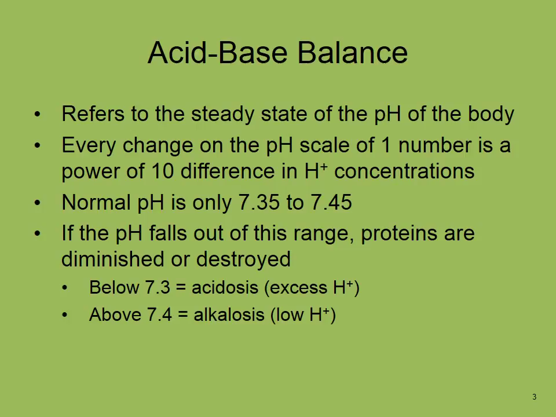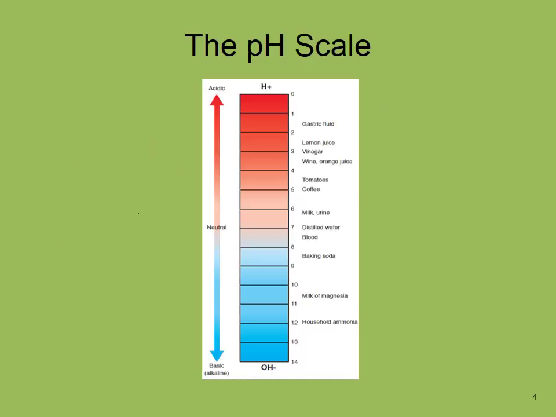Normal pH is about 7.35 to 7.45 for most of the mammals that we deal with. If the pH falls out of this range, proteins are actually diminished or destroyed. They don't work. So below 7.3 is considered acidosis. We have too many hydrogen ions, and then above 7.4 is alkalosis. We have not enough hydrogen ions in the body.